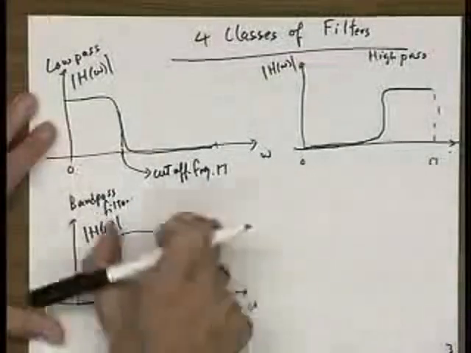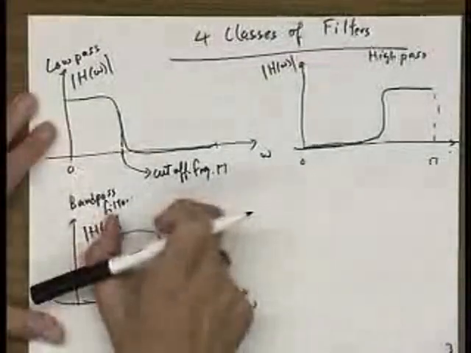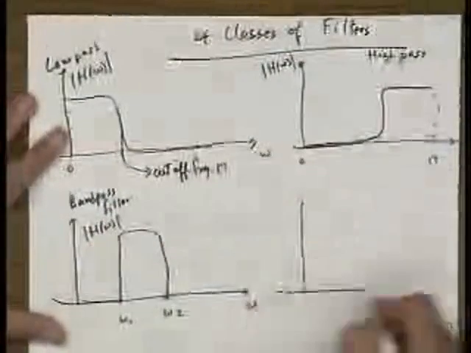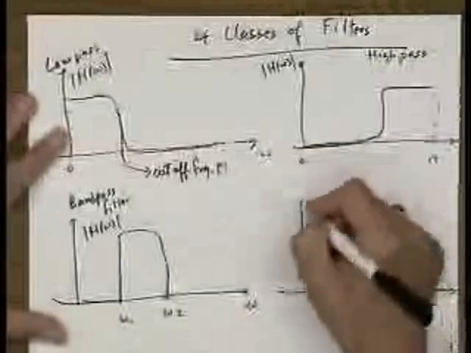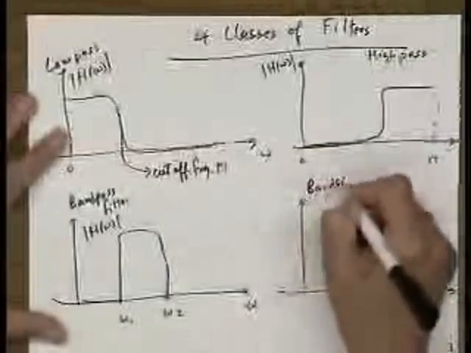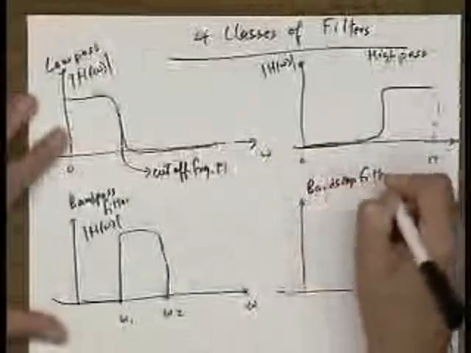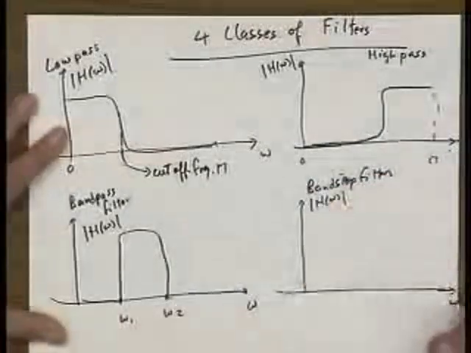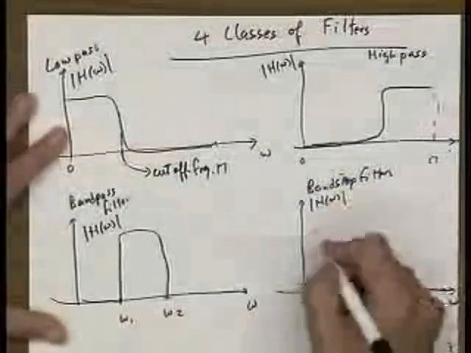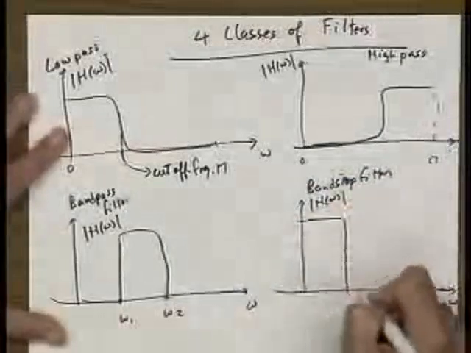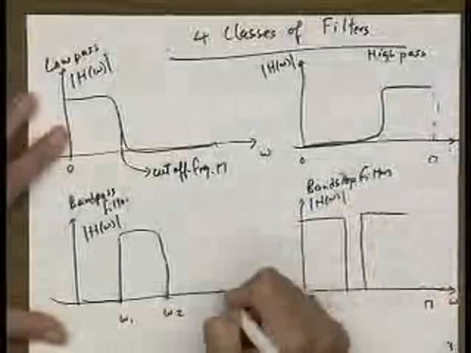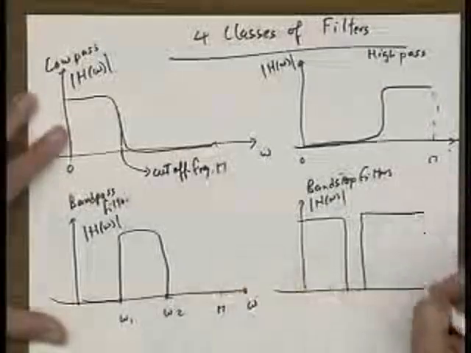Where you're passing a specific band and you're not passing other bands. And then the fourth class is what's called band stop filters. When you're looking at magnitude of H of omega as a function of omega, and you pass every frequency except for some other ones, like here.